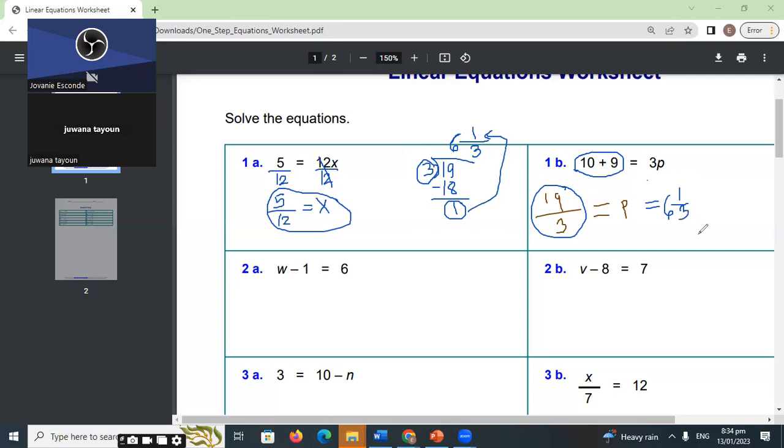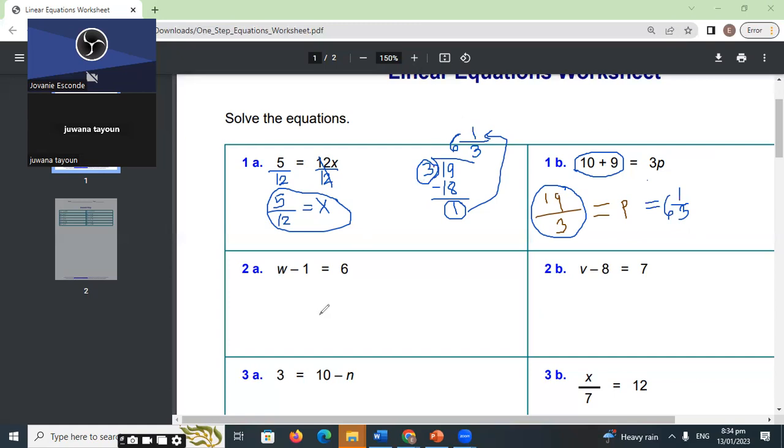Am I clear? So for 1B, the whole answer is 6 and 1/3. Yes, the final answer is 6 and 1/3. So P is equal to 6 and 1/3 for letter B. Is it clear? Yes po. Okay, please do not forget this.